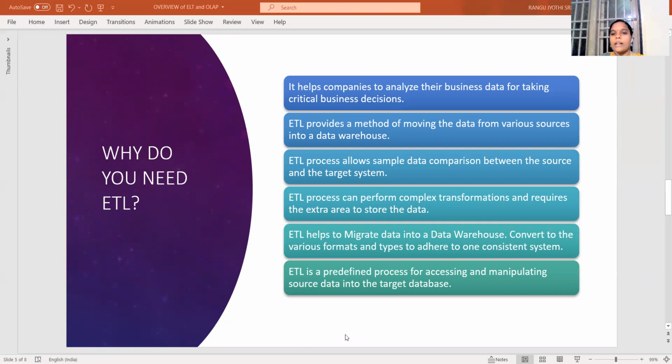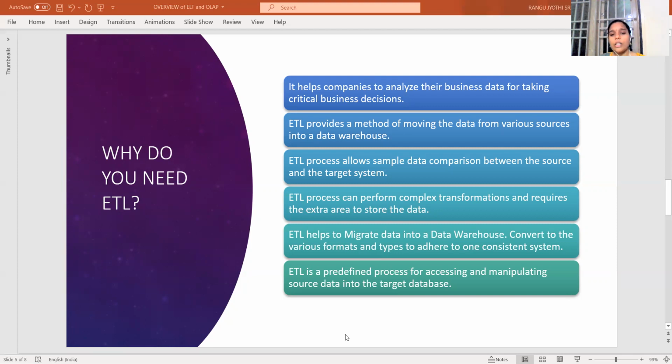And not only that, a well designed and documented ETL system is almost essential to the success of a data warehouse project, and it also allows the verification of data transformation, aggregation, and calculation rules. Moreover, the ETL process allows sample data comparison between the source and the target system. And this ETL process can also perform complex transformations and requires an extra area to store the data.